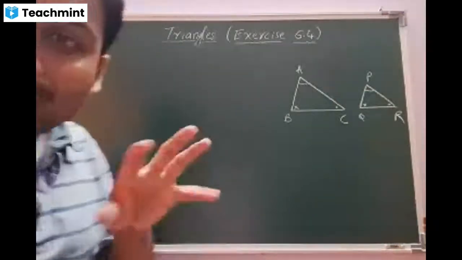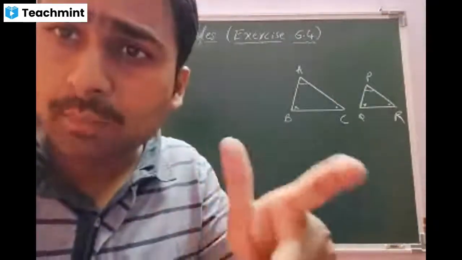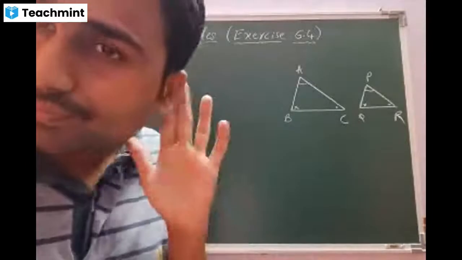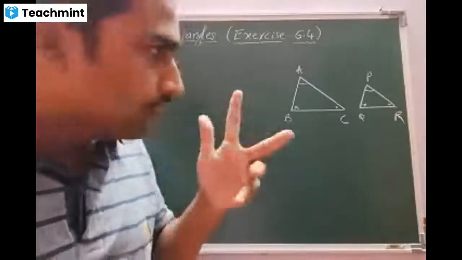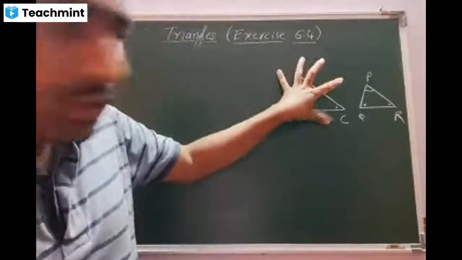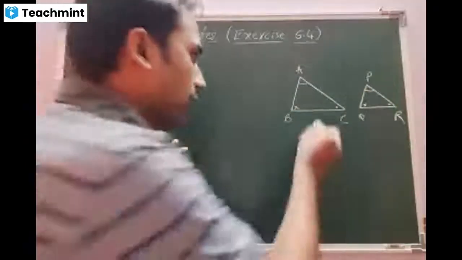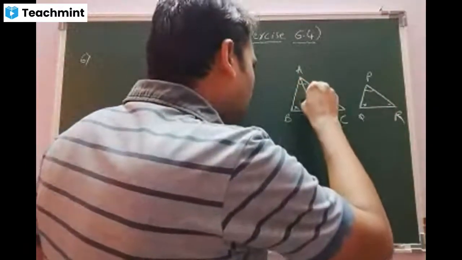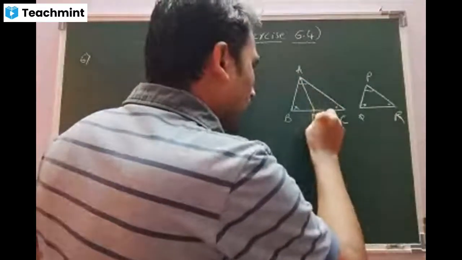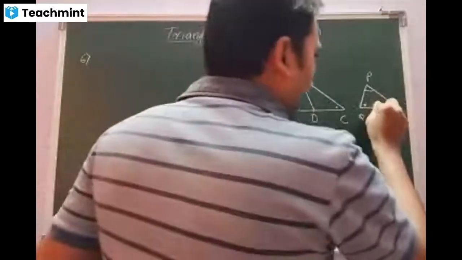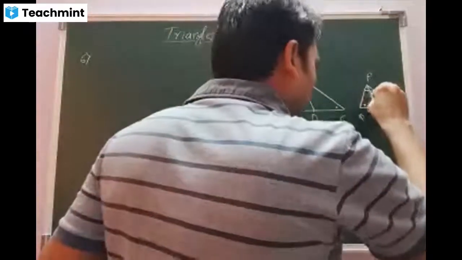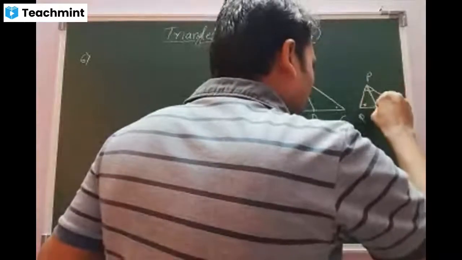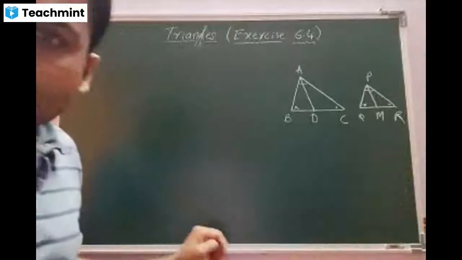In this question, they are talking about the median. Let me show one median here and one median here. AD is a median for the triangle ABC, and PM is a median for triangle PQR. Is that clear, beta? Yes, sir.